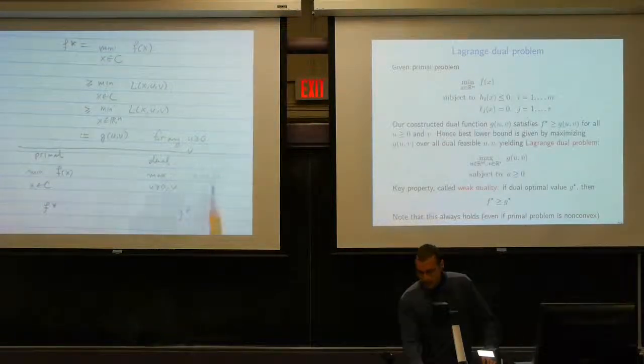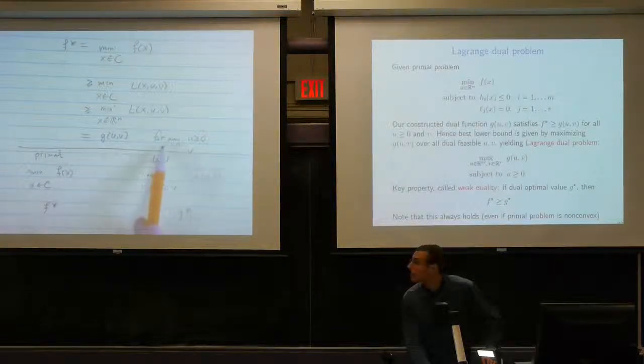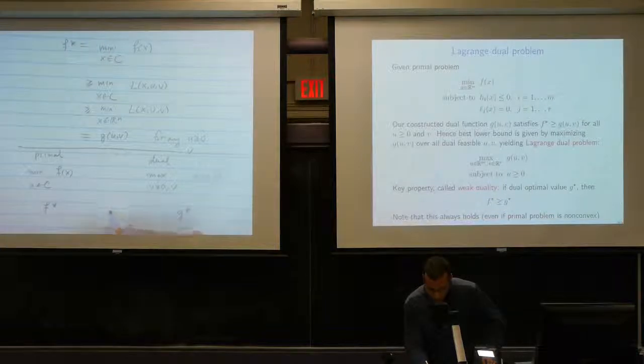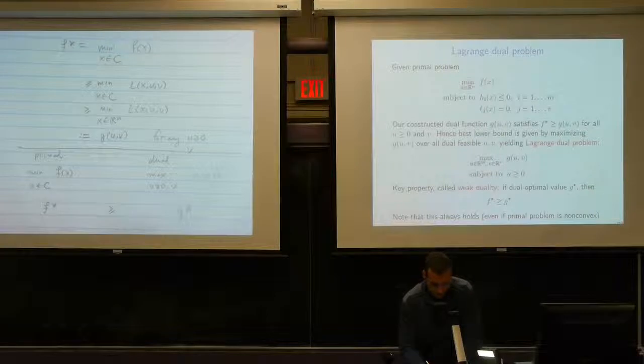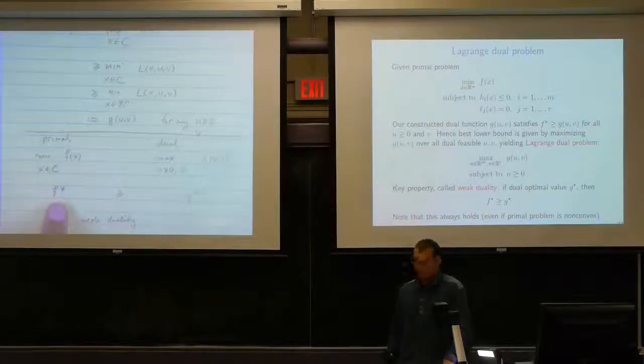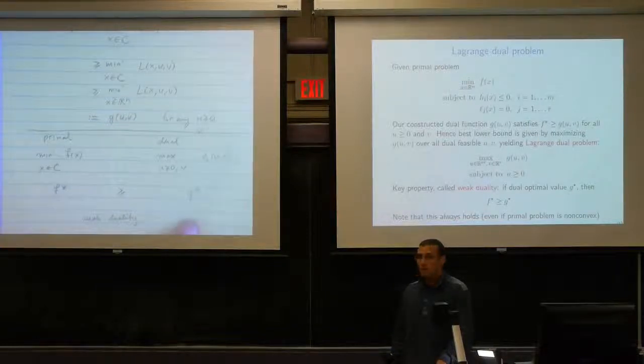Because it's true that for any u, v, g(u,v) is less than or equal to f star, right? That's what we had up here. It's certainly going to be true that f star is bigger than or equal to g star, right? Because this was true pointwise for all u, v, so it's certainly going to be true of the maximum. So this is called weak duality. It means that if I look at my primal problem and I solve it, and I'm able to form the dual problem and I solve it also, I know that the two optimal values of the criterions have to obey this relationship, that f star is bigger than or equal to g star.